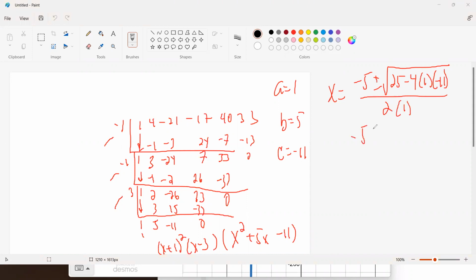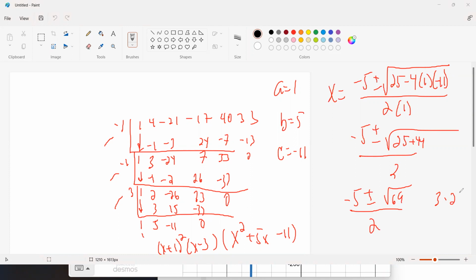So negative 5 plus or minus, then we go underneath the square root and do order of operations: 4 times 1 times 11 is 44, and it's positive. So I've got 25 plus 44, over 2. So negative 5 plus or minus the square root of, what is that, 69, over 2. And 69 is what? It's 23 times 3. And neither one of those factors.